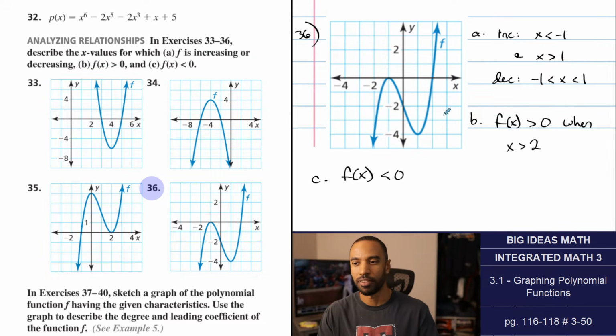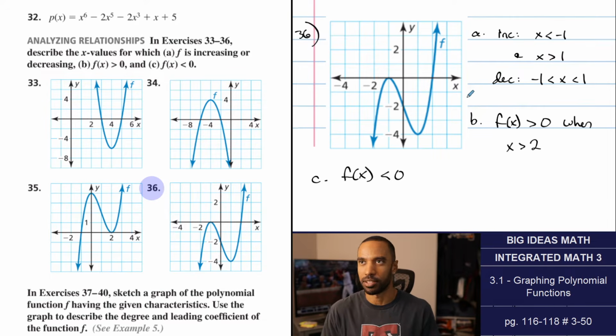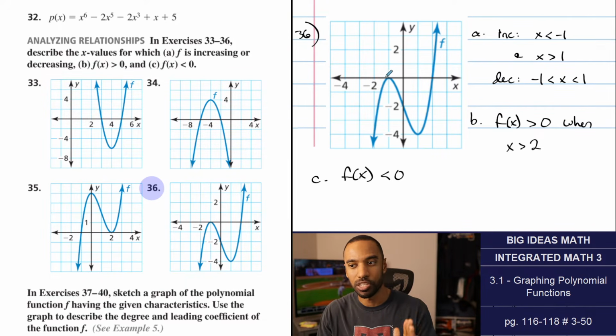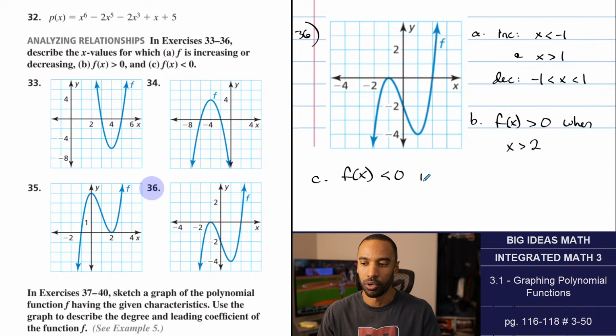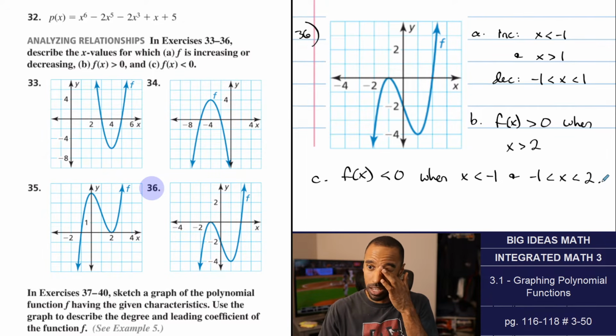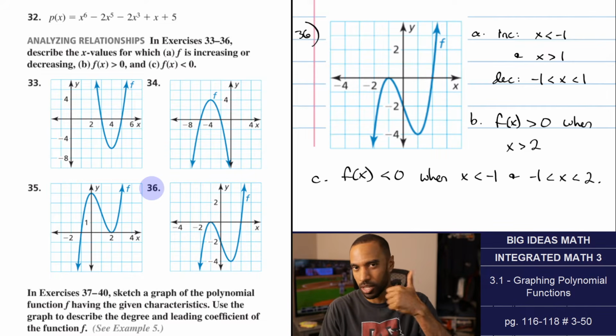Less than -1, we're negative. And remember, it sounds weird when I say that, and I say from -1 to 2. That's when x is from -1 to 2, the y values are negative. That's what I mean. Y's are less than 0 when x is less than -1 and when x is between -1 and 2. So yes, my use of inequalities in chapter 2 previously on those descriptions of increasing, decreasing, good times, good times.